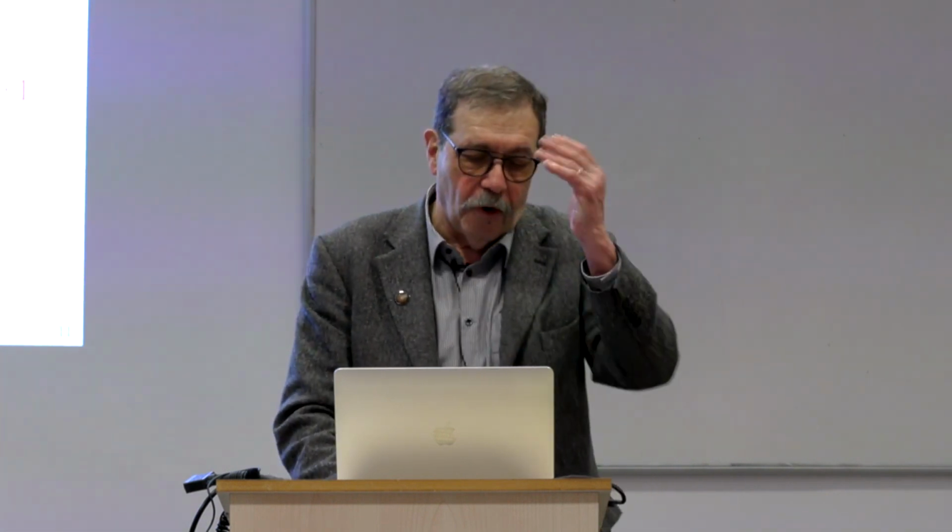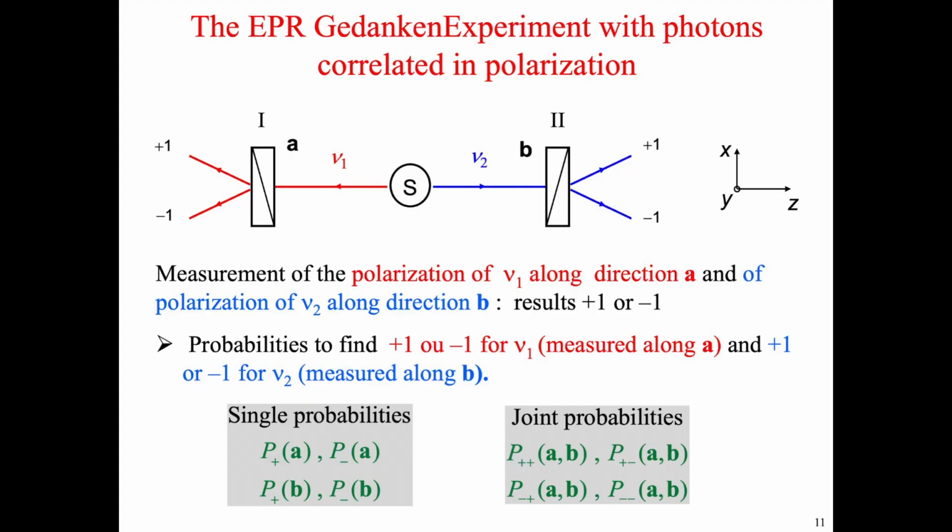Okay, so what is the experiment? Everybody knows this experiment, but I just precise. I have a photon ν1 going to the left, a photon ν2 going to the right. They don't have the same color, so don't look for anything like indistinguishability in this experiment. And you make here a polarization measurement, which is a dichotomic observable.